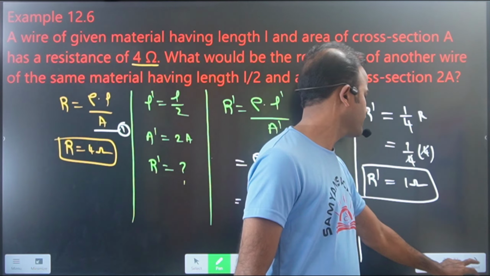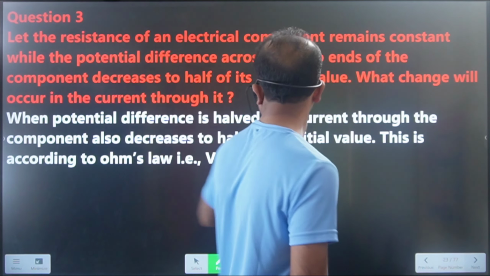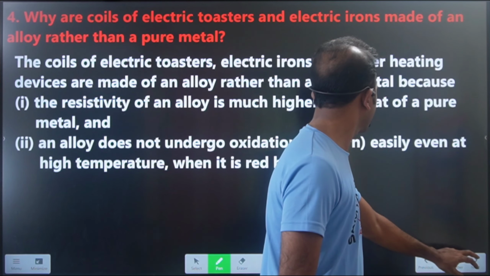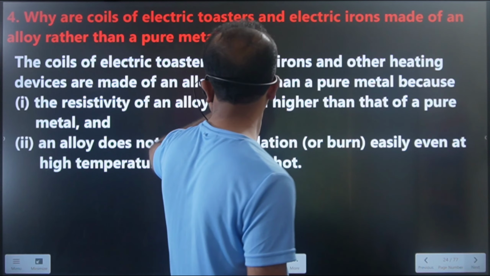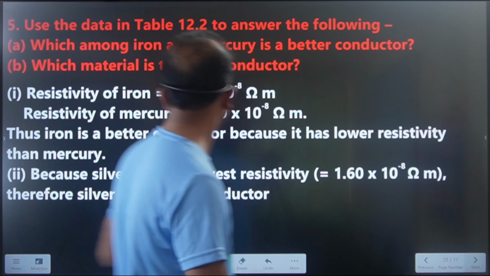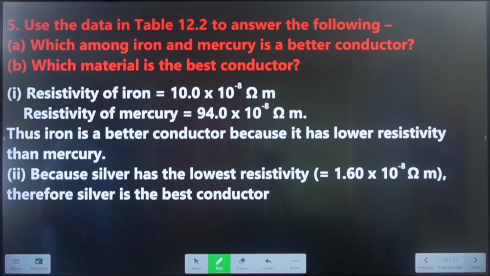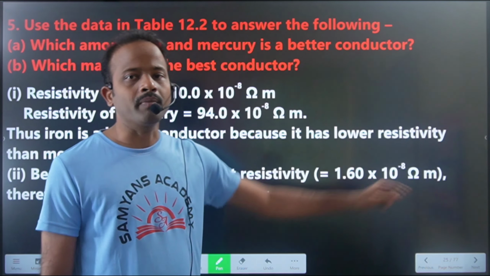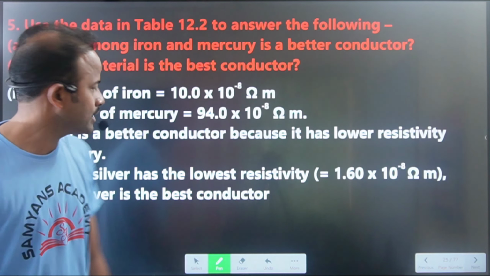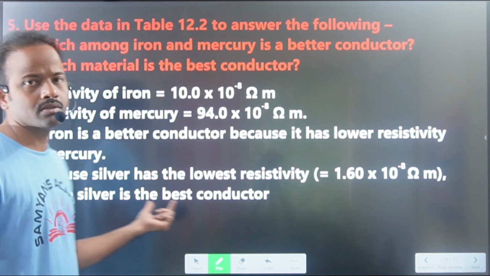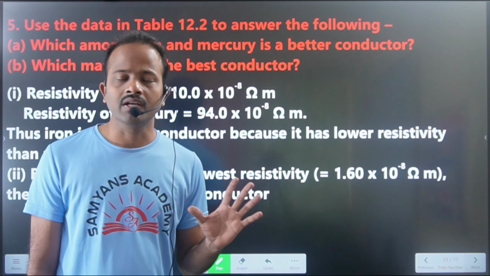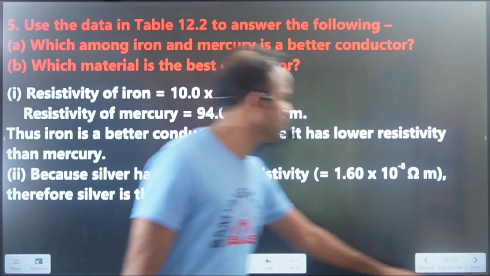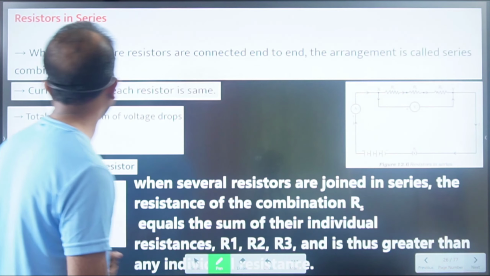Then move on to our present slide. It is this one. No, other one. So now it is because silver has a lower resistivity. What is the value of the lower resistivity here? Silver is having 1.6 into 10 to the power of minus 8 ohm meter. Therefore silver is the best conductor. Is it clear everyone? Okay, move on to the next slide.